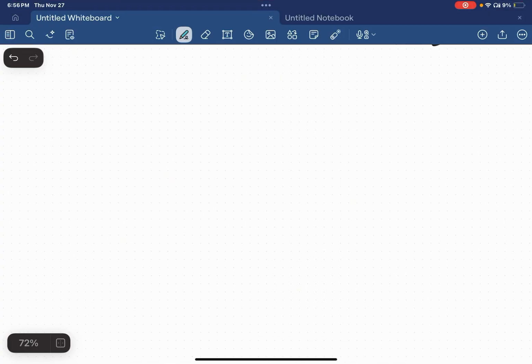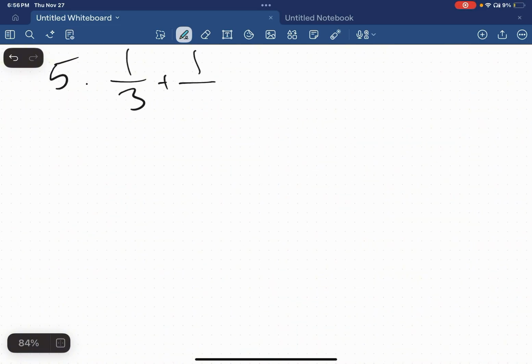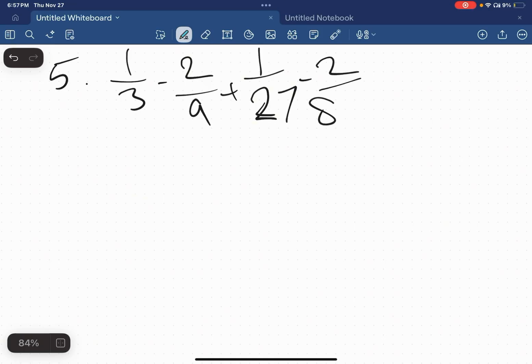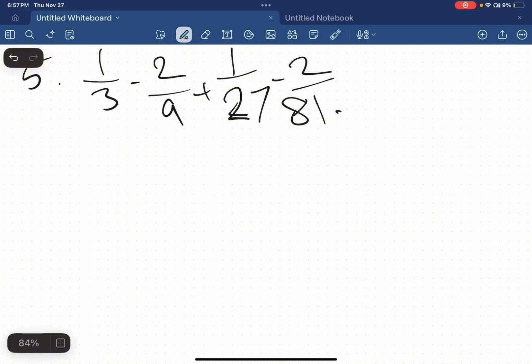Okay, 5 is telling us to prove that 1 divided by 3 plus 1 divided by 9, oh, whoa, oh, shoot, I read that wrong. Minus 2 divided by 9 plus 1 divided by 27 minus 2 divided by 81, so on and so forth, is equal to 1 over 8, which is equal to the sum of all that.